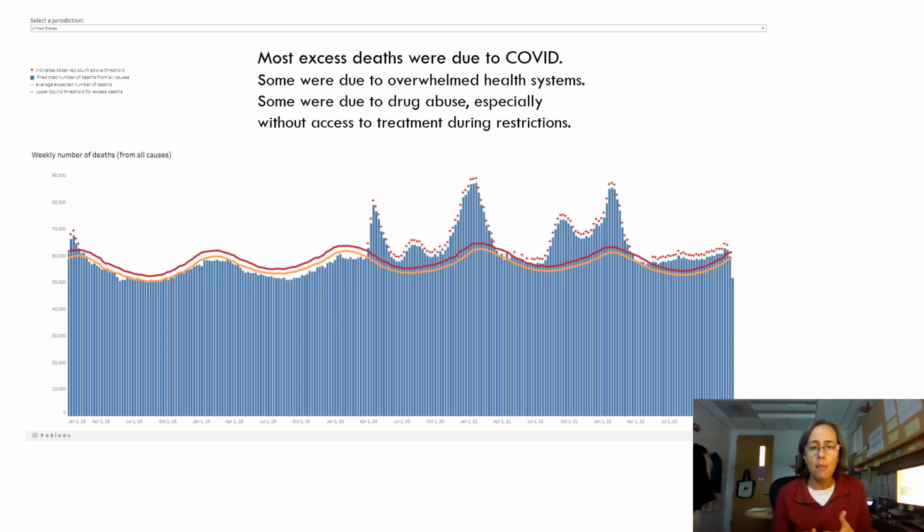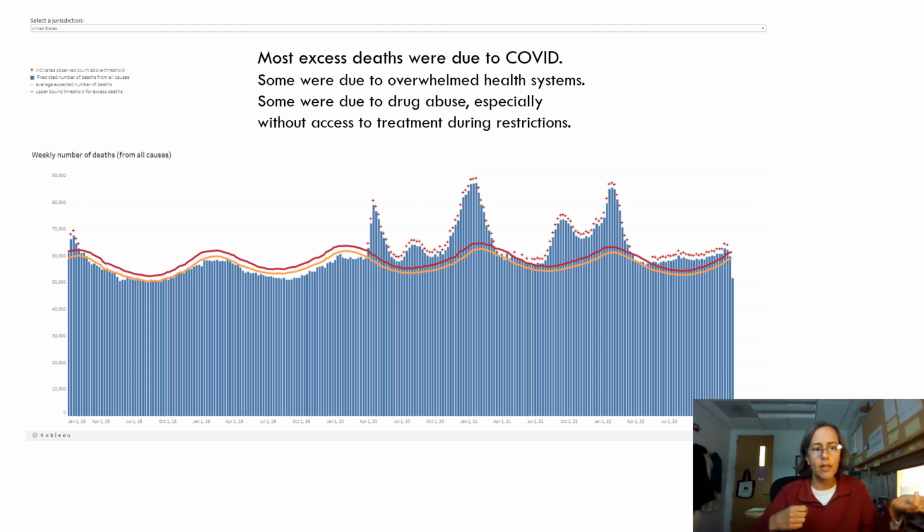Some of them are due to overwhelmed health systems. So you might remember when the hospitals were completely swamped and overrun and there was no room for anybody. Even here locally, we had people that needed to be hospitalized. There were no beds.